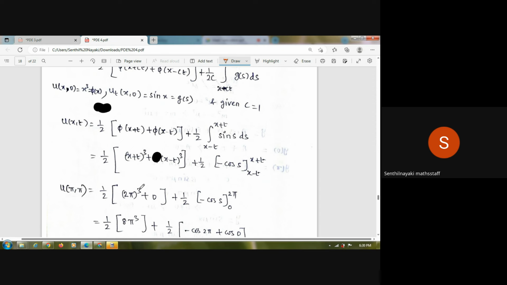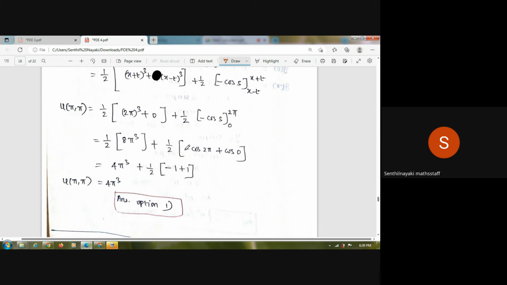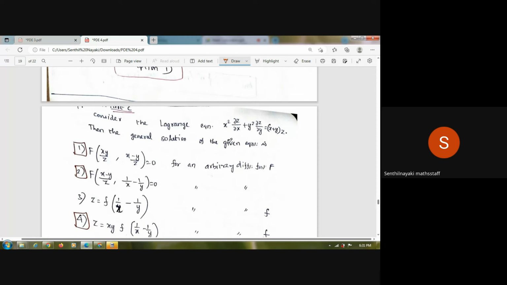So pi plus pi, 2 pi the whole cube, plus pi minus pi is 0, plus 1 by 2 times minus cos s from 0 to 2 pi, after integrating sin we get minus cos s. So this becomes 8 pi cube plus 1 by 2 times minus cos s, after substituting the limits: cos 2 pi value plus cos 0 value. Cos 2 pi is 1, with the minus sign, so minus 1. Cos 0 is 1, so plus 1. So minus 1 plus 1 is 0. So 8 pi cube by 2 is 4 pi cube. Therefore the answer is 4 pi cube. The others are all wrong. The correct option is 4 pi cube.